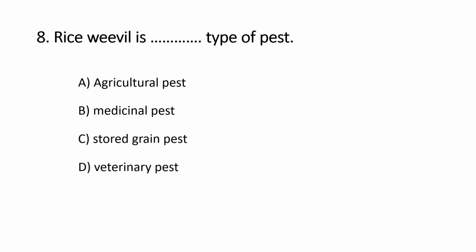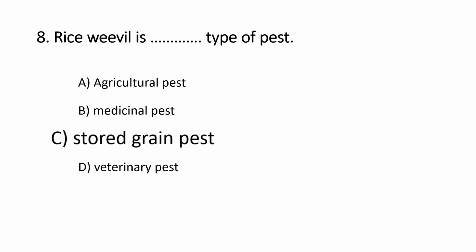Then medicinal pest, which has medicinal importance, attacks humans and spreads various diseases. So this is the medicinal pest, like mosquito. Then stored grain pest: the insect pest which attacks stored grain like rice. So that's why the correct option is rice weevil is a stored grain pest.